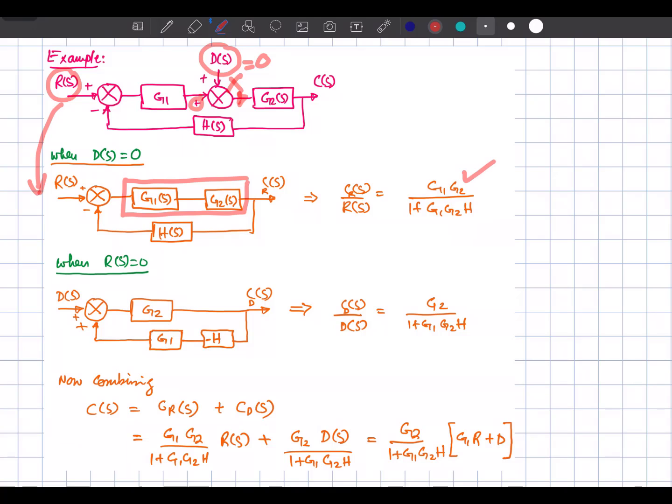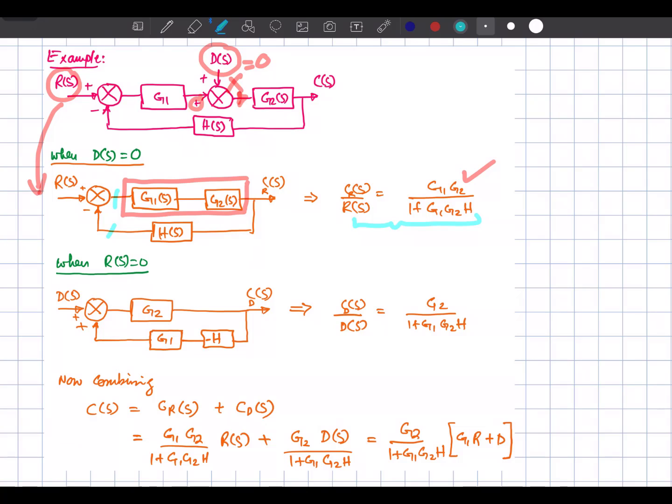So it is a simple feedback path. G1 G2 is the forward path gain, and the loop gain, starting from here to this point, is G1 G2 H, right? So this will give you the net transfer function when your disturbance is 0.